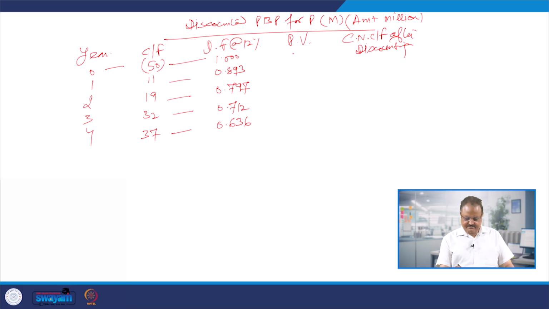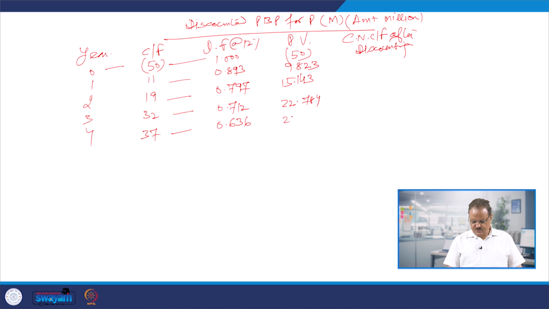Now the present value in this case is again the same 50 million. This is the outflow, so we put it in parentheses. For the other values, if you multiply 11 by 0.893, this comes to 9.823, then 15.143, then 22.784, and the last one is 23.532. These are the present values. For the cumulative net cash flow after discounting, I put the 50 here, and you are going to recover it.